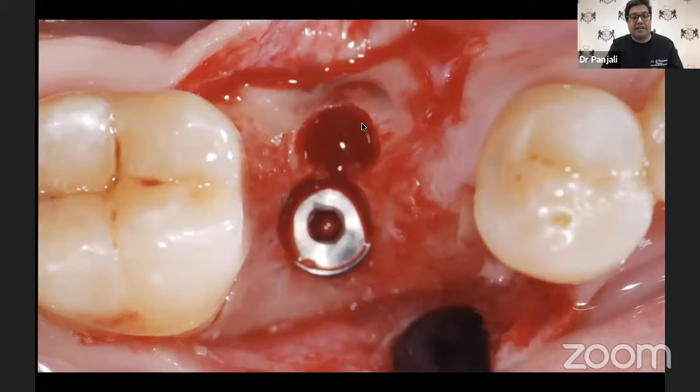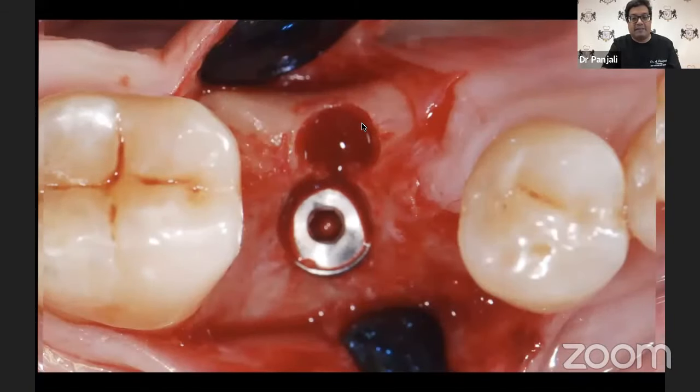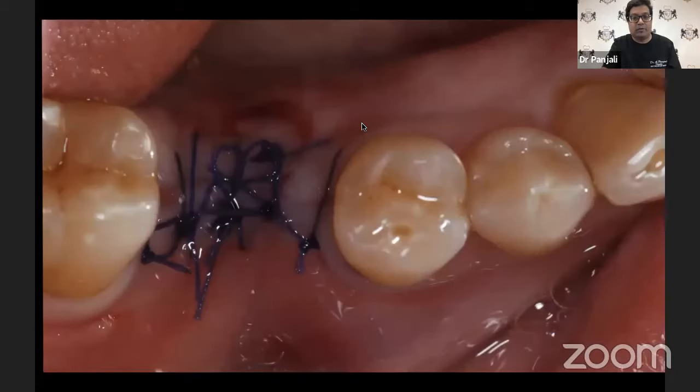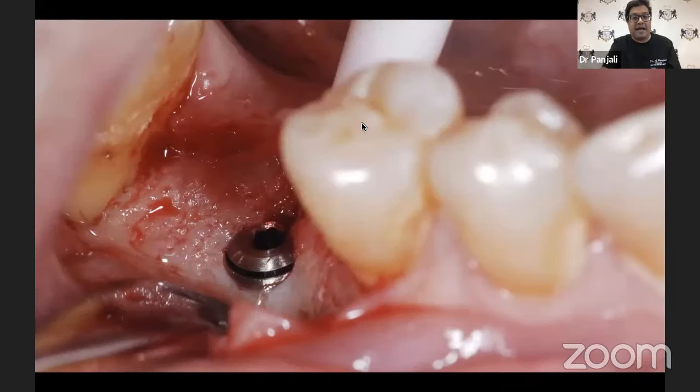So now once you have done that, here we have placed the implant. We see the blood oozing out, which is exactly what we want. And here we have a closure. Then we come back exactly 6 weeks later. I call the patient back and look at the amount of bone that we have.